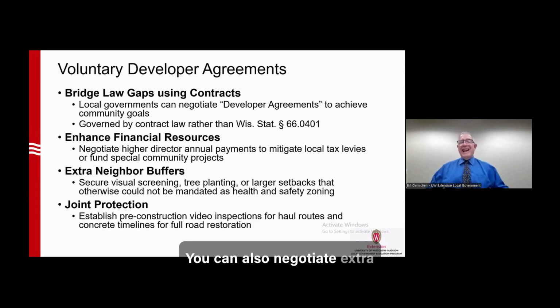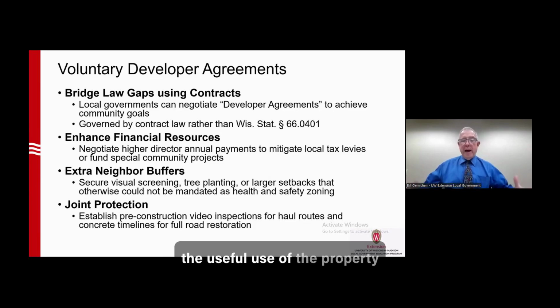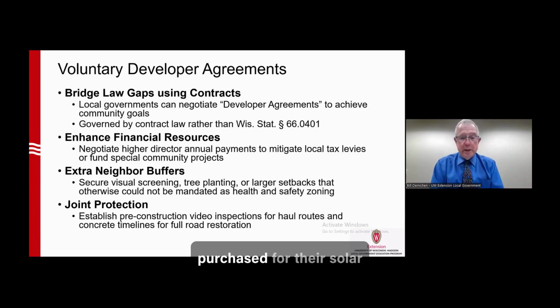You can also negotiate extra neighbor buffers. So you can secure additional visual screening, tree planting, or larger setbacks. Again, we're bound by the conditional use permit process. It has to be reasonable. And I don't want to suggest that a longer setback might be otherwise unreasonable, but if it's going to keep the neighbors happy, solar developers typically are going to be willing to negotiate that, as long as that tree planting or that larger setback doesn't deny them the useful use of the property that they've either leased or purchased for their solar array.